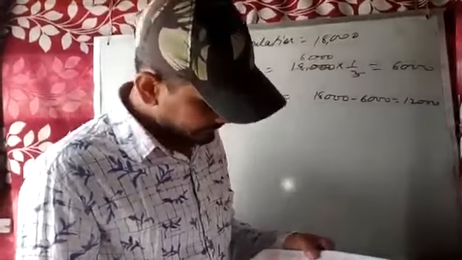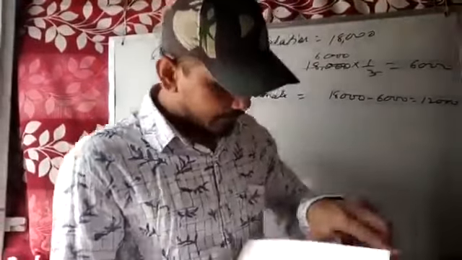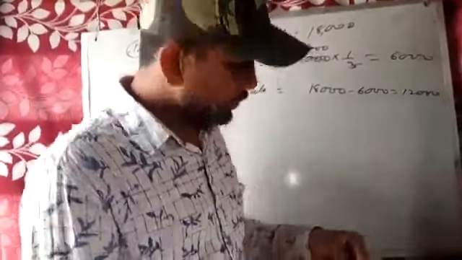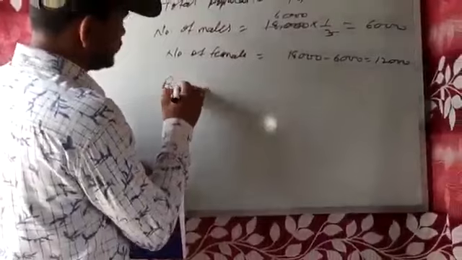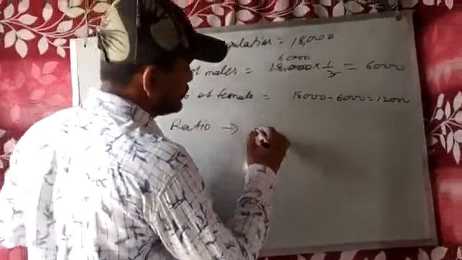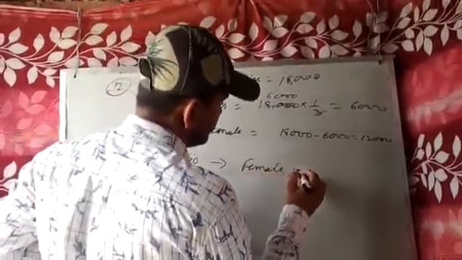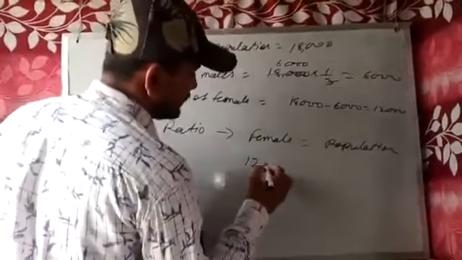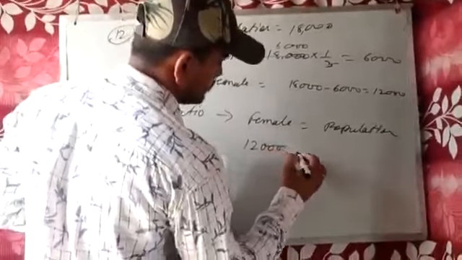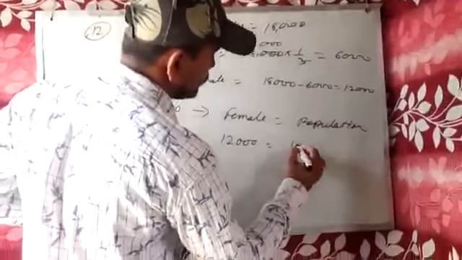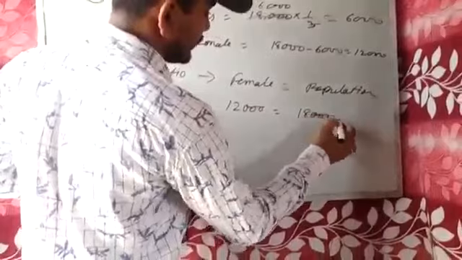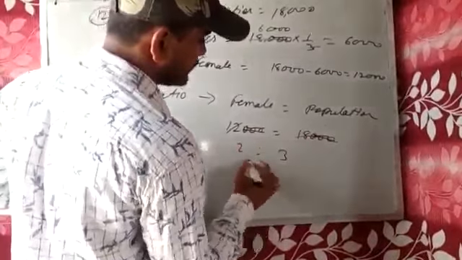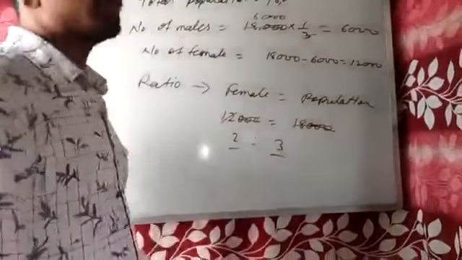You have to find the number of females, and find the ratio of the number of females to the whole population. So female is 12,000 and total population is 18,000. We can cut the zeros, then 6 twos and 6 threes. So the ratio is 2:3.